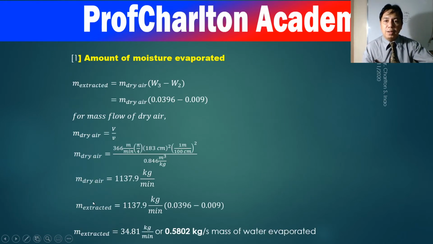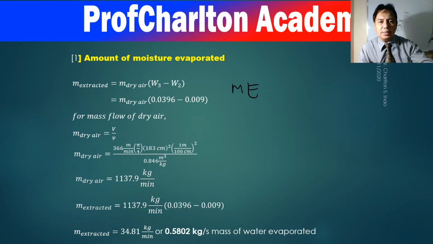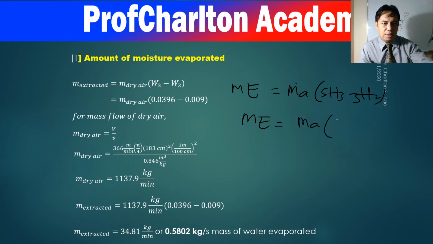So how do we solve this kind of problem? First, the amount of moisture extracted, meaning what is the amount of water being evaporated? What is the amount of water vapor that was able to be extracted or evaporated? Yeah. So the formula is this. Mass flow of water evaporated is equal to mass flow rate of dry air times specific humidity 3 minus specific humidity 2.